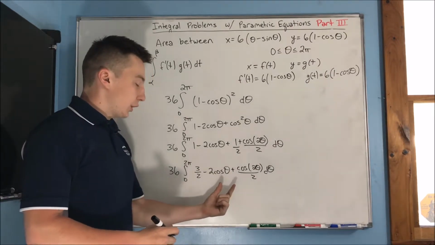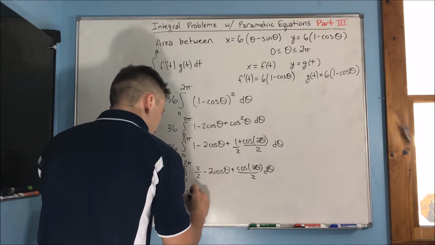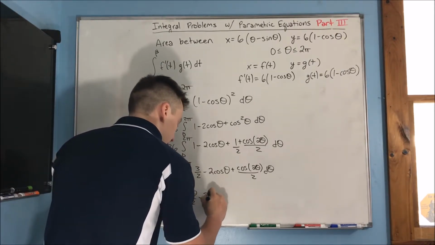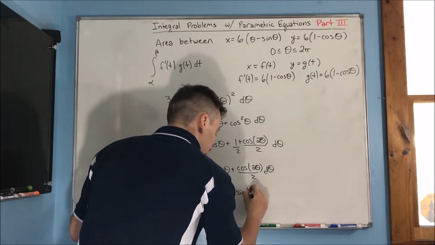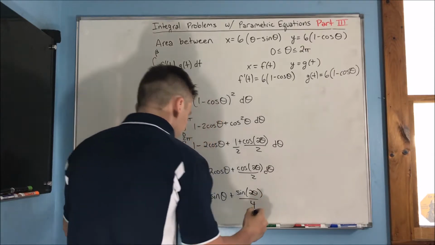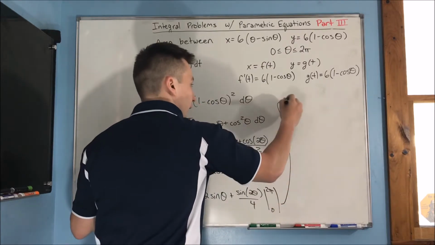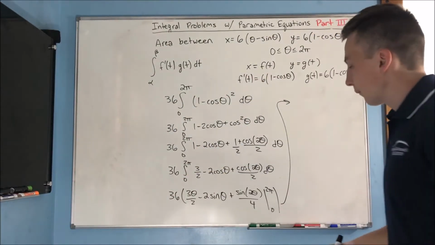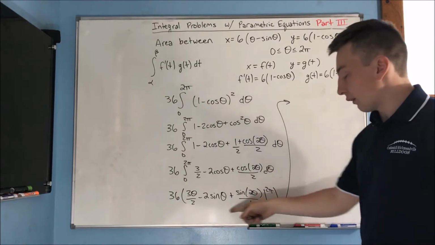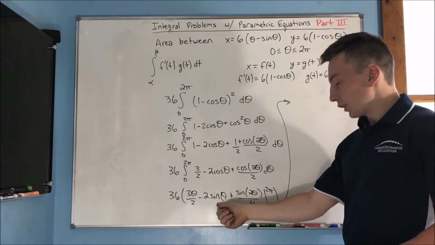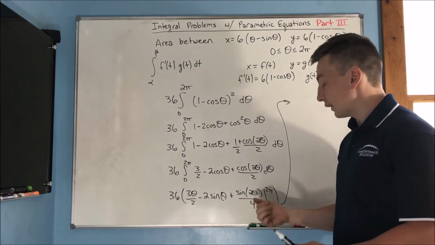Alright, and now we're just going to integrate: 36 times (3 theta over 2 minus 2 sine theta plus sine of 2 theta over 4). It's going to be evaluated from 0 to 2 pi. In doing our evaluation step, we'll think about this, alright? 0 is just going to kill off everything, right? And of course when you plug it in, you get sine of 0, that's 0. Sine of 2 times 0, it's still going to be sine of 0, which is 0.